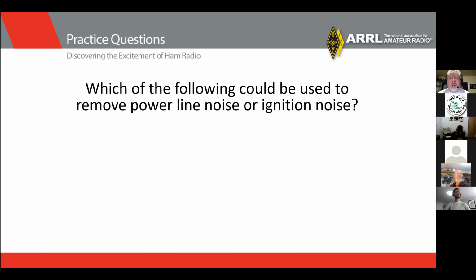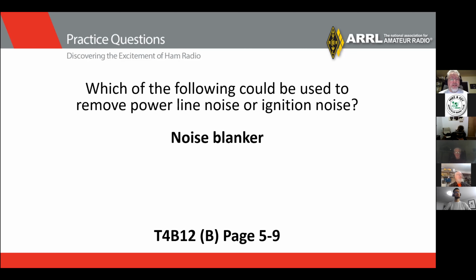Which of the following could be used to remove power line noise or ignition noise? That would be the noise blanker. A noise blanker eliminates repeating noises. Pa, pa, pa, pa, pa, pa, pa. That type of noise will repeat, so it's great on power lines or ignition noise.